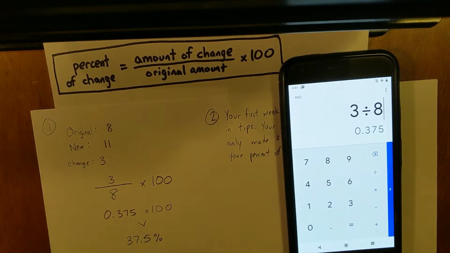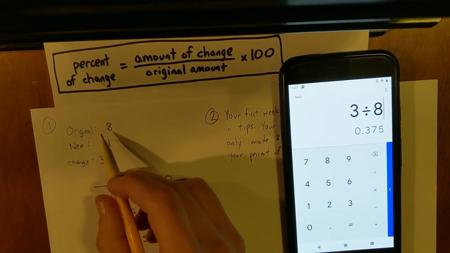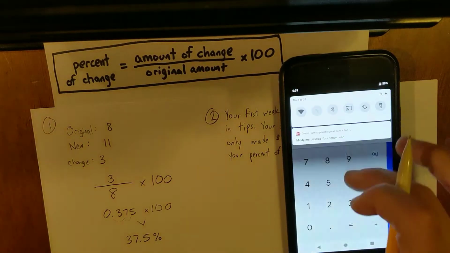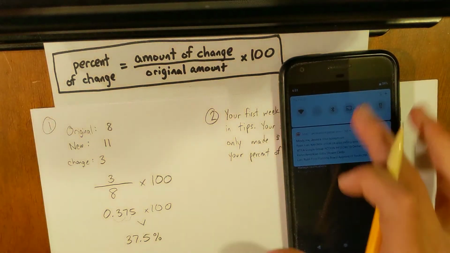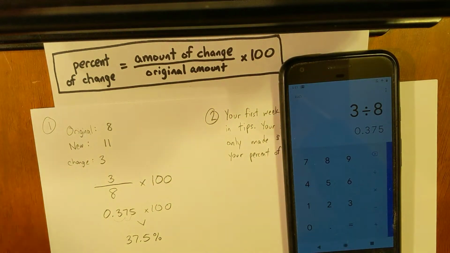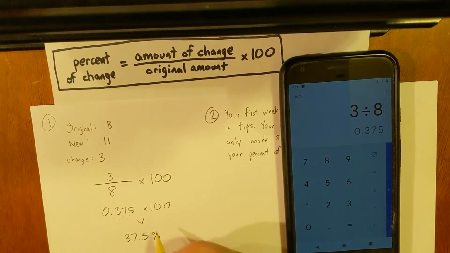And now there's one more thing needed in these problems. We need a direction. So in this case, this was an increase when we go from 8 to 11. Let me turn my brightness down. That should be a little bit better. Okay, so because this is an increase going from 8 to 11, this is going to be a 37.5% increase. And that is our final answer. Okay, 37.5% increase when going from 8 up to 11.